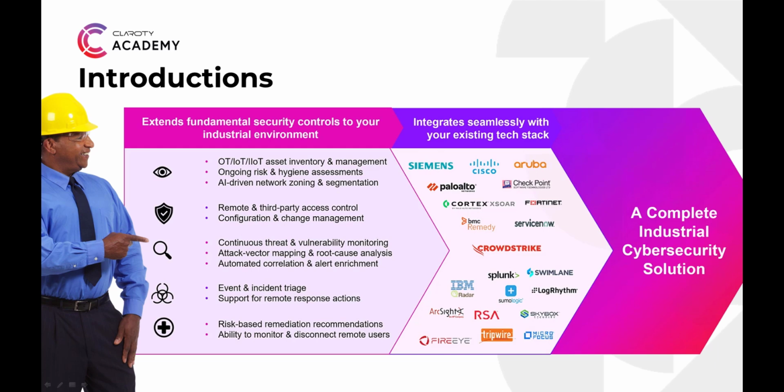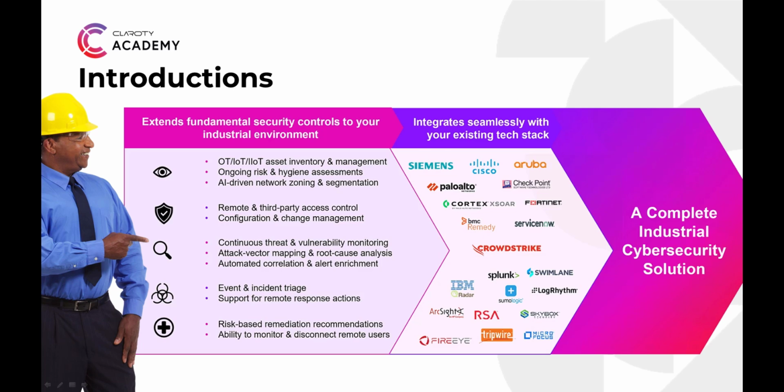The Claroty platform includes the Continuous Threat Detection, or CTD, and the Secure Remote Access, or SRA, solutions. The benefits offered by these solutions are all covered in this slide and include asset inventory visibility and management, ongoing risk and hygiene assessment, remote and third-party access control, continuous threat and vulnerability monitoring, and so on. To give a quick recap, the CTD solution connects to your network, reads the traffic, and dissects data to provide visibility, vulnerability management, threat hunting capabilities, and so on.